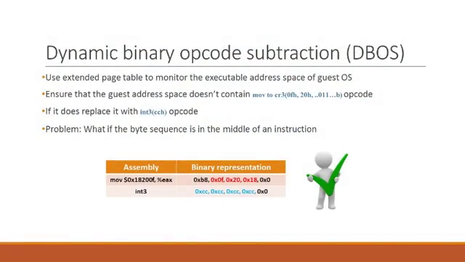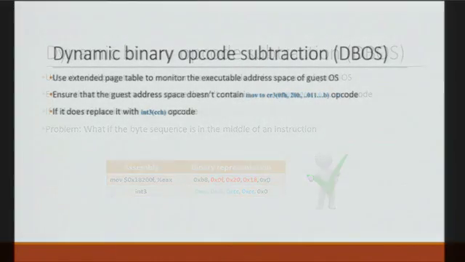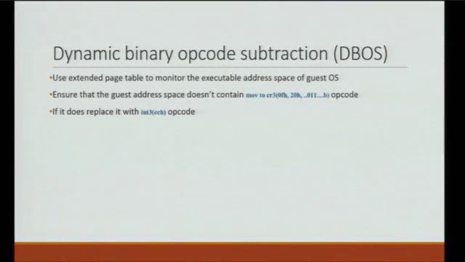So this is a new technique proposed by us, which is dynamic binary opcode subtraction. Notice a guest OS can execute any instruction if that instruction exists in the address space of the guest OS. So if you can remove all the opcodes corresponding to move to CR3 instruction from the guest address space, the guest cannot execute those instructions. So we use extended page table to mark all the guest pages as non-executable at the beginning, so the guest cannot execute any instruction in the beginning.